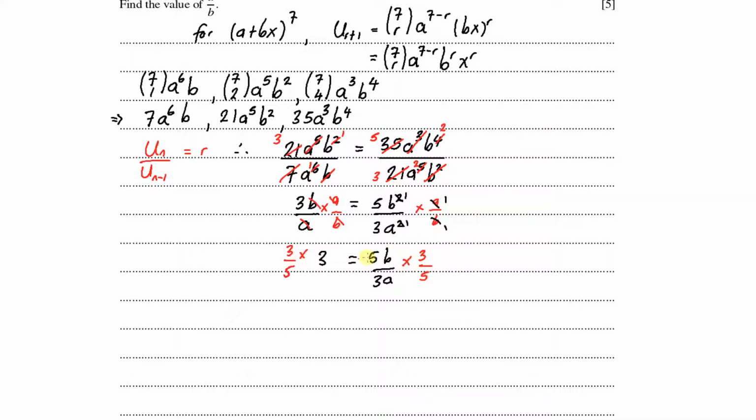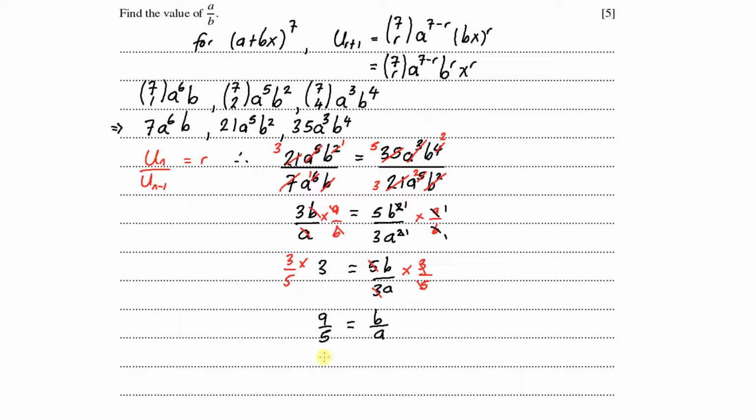And finally, to get the value of b over a, let's just multiply both sides by 3 over 5. And if we do that, then here we are left with b over a. So that's b over a. And here we'll be having 9 over 5. So therefore, a over b, the one we want, is inverting. We get 5 over 9. And this here is the final answer.